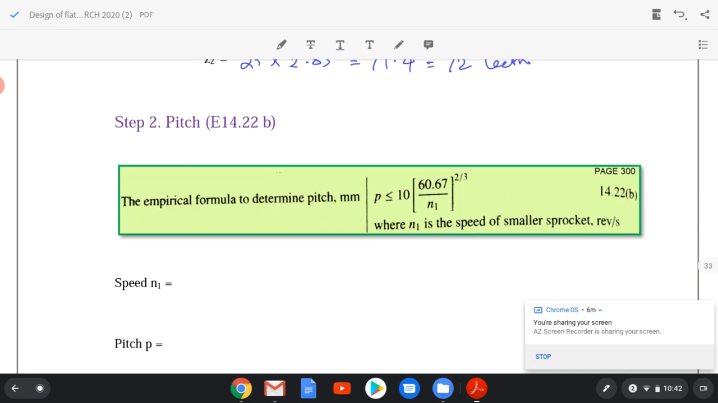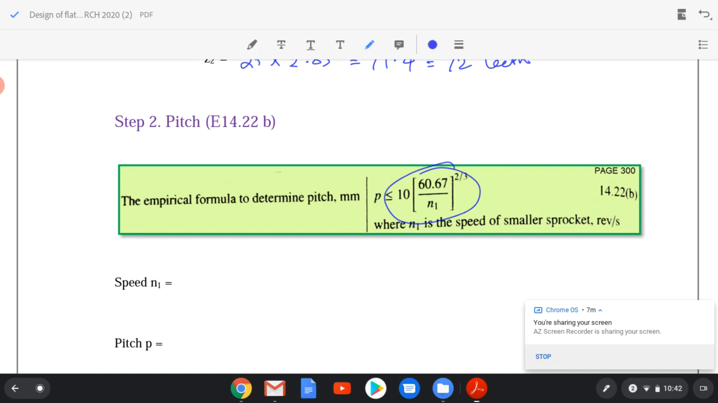Now we will find the pitch. You will remember, pitch is the distance between two adjacent axes of rollers. So in order to find the pitch, we have this equation. P should be less than or equal to 10 raised to 10 into 60.67 whole by N1 whole raised to 2.3. All the values are known.